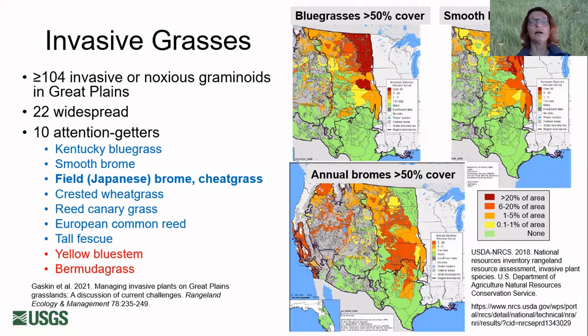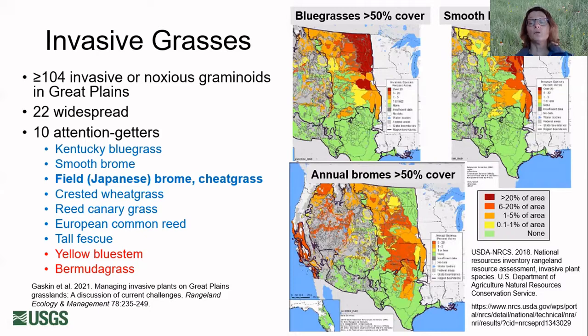Now, these maps from the NRCS's rangeland inventory show that the northeastern Great Plains grasslands are heavily invaded by 2 cool season perennials, the bluegrasses and the rhizomatous bluegrasses such as Kentucky bluegrass and Canada bluegrass, as well as smooth brome. Whereas the annual bromes are more of a problem in the central part of the Great Plains. The warm season grasses are problematic in the southern half of the Great Plains, but not enough to be reported on by the NRCS in their summary of invasive grasses across the private rangelands in this part of the country.